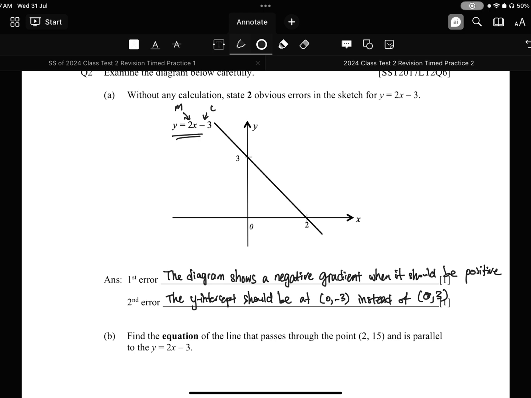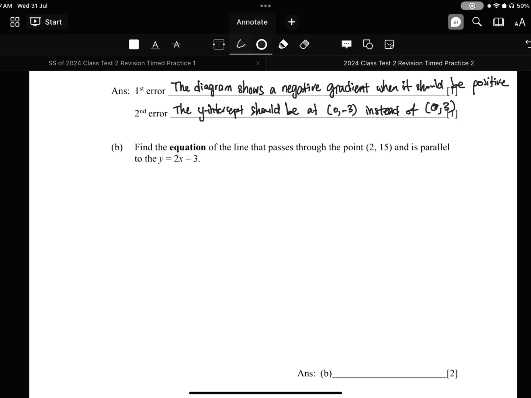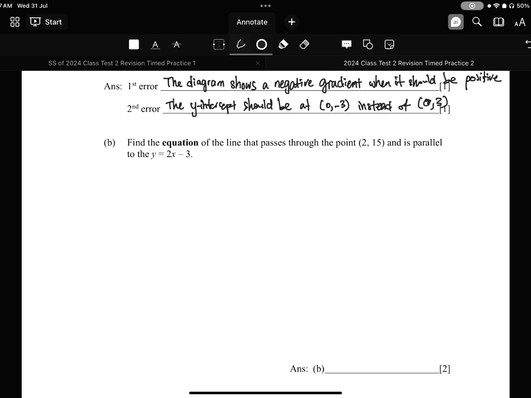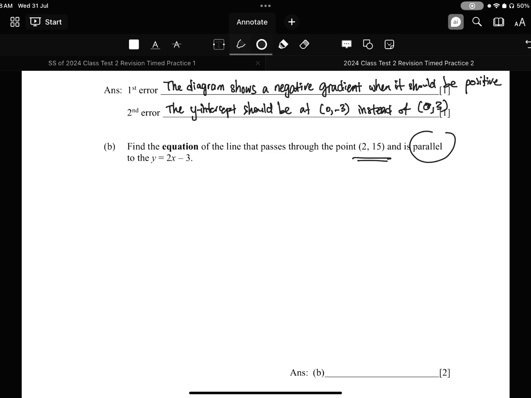Okay, part B. The equation of the line, they want us to find the equation of the line that passes through this point, right? And it's parallel. So parallel means they have the same gradient. So looking at this, we can say that the gradient is equal to 2. Therefore, y equals 2x plus c.